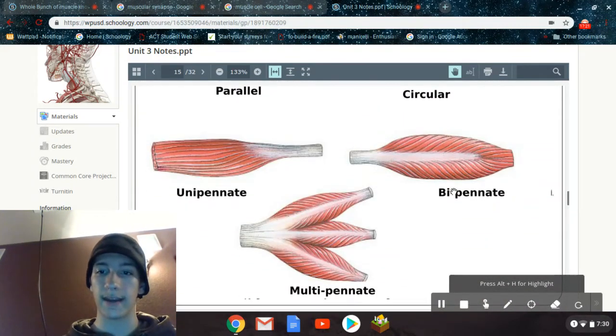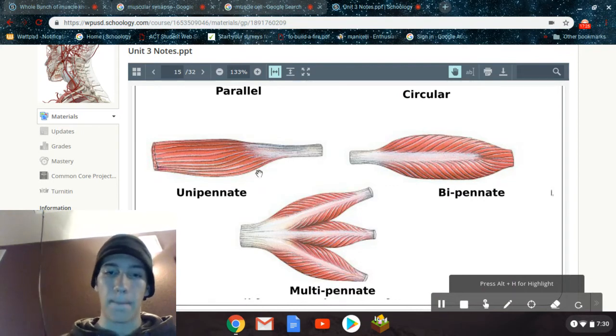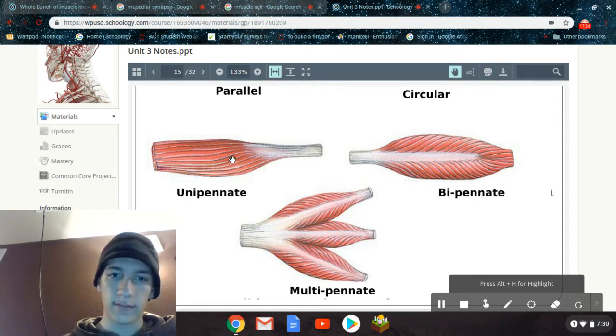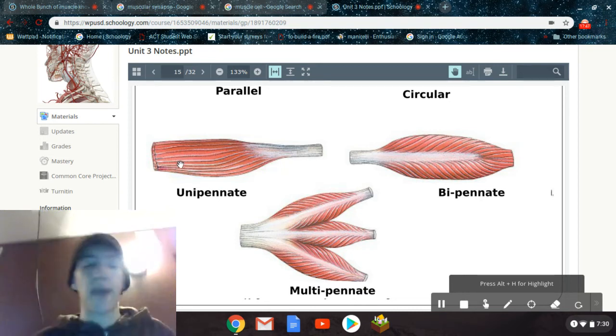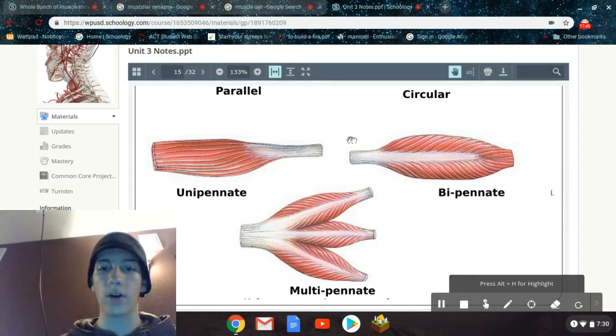See, pennate. These are unipennate, bipennate, multipennate. So each of these little bundles right here, from here to here, might be one motor unit. All of these bits of the cell will contract together. However, down here it might not if you're just spasming, but most of the time they'll all contract together if your muscles are working right.